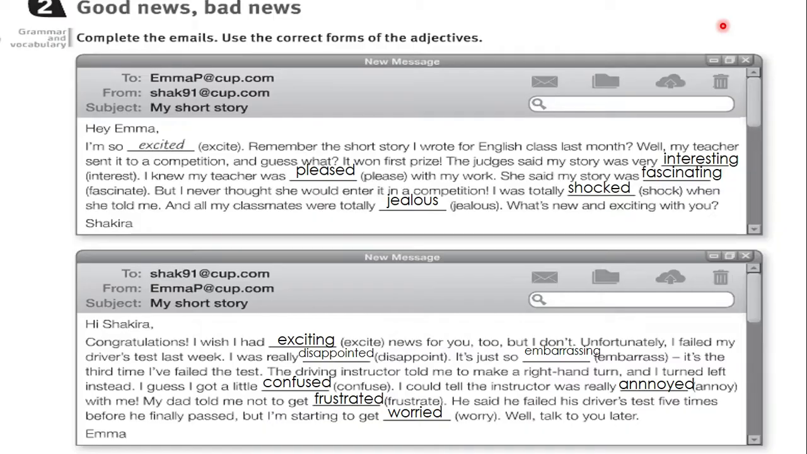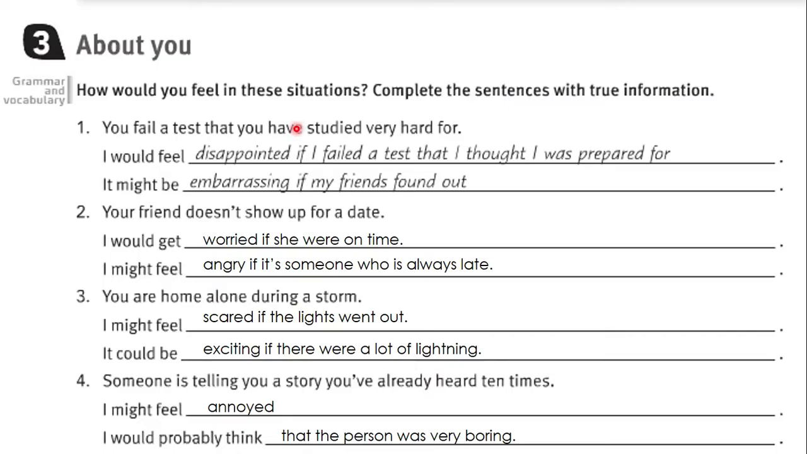Very good, let's continue. How would you feel in these situations? Complete the sentences with true information. I'm going to ask you in the class this situation. So, you fail a test that you have studied very hard for. I would feel disappointed if I fail a test, okay, that I thought I was prepared for. It might be embarrassing if my friends found out. Yo me sentiría decepcionada si me jalara un examen para el cual sí estudié, y sería embarazoso o sería vergonzoso si mis amigos se enteraran.